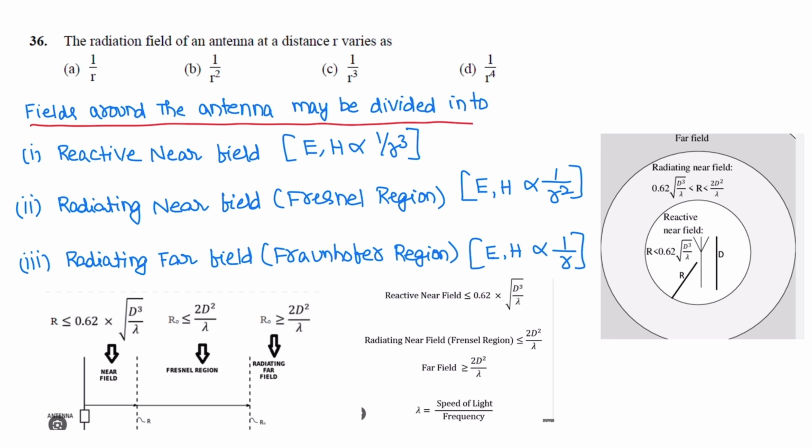So correct option is the field of antenna at a distance R varies as 1 by R in radiation field. In radiating near field, it is 1 by R square, whereas in reactive near field, it is 1 by R cube.